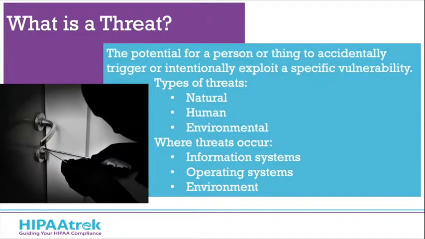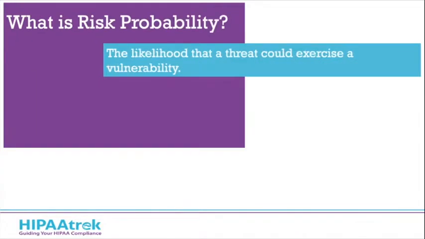But there are all different kinds of threats. We have natural, human, and environmental threats. Threats can occur anywhere inside of our system, such as information systems, operating systems, as well as our physical environment. So when we talk about probability, this is very simply the likelihood that a threat could exercise a vulnerability. So how likely is it that the boogeyman is going to come in through an open window?